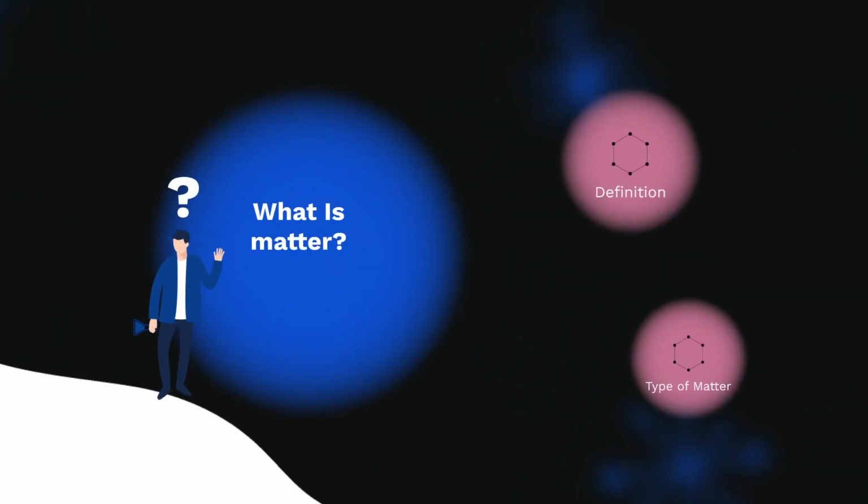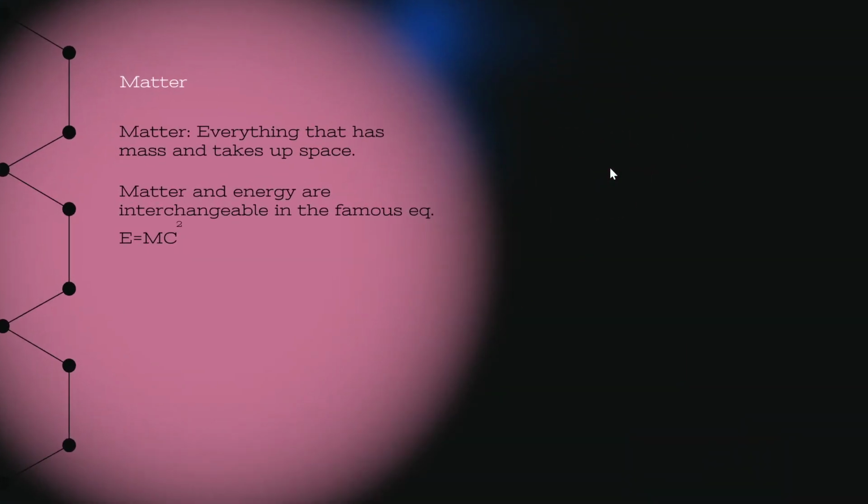And whenever we have a question like this, we're going to have to first define it. We define matter as everything that has mass and takes up space. So if something has a mass to it or it has a weight to it, that is defined as matter. If it does not have a mass and does not take up space, that is non-matter.